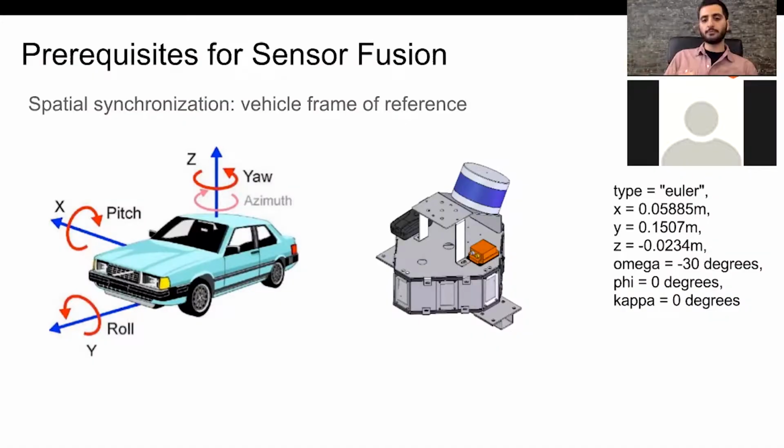Moving on to some prerequisites for sensor fusion. What is necessary for us to be able to perform this sensor fusion? We're not going to cover everything because there are a lot of prerequisites, but we're going to go over just 2 or 3. So the first one we're going to be talking about is spatial synchronization.